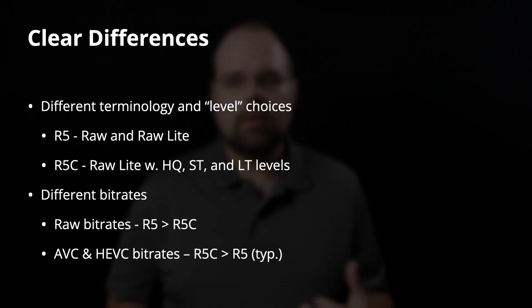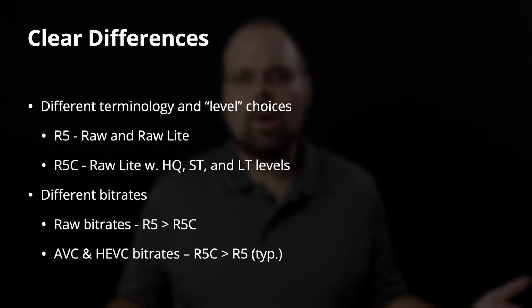The difference between the two is essentially the nomenclature. RAW on the R5 corresponds to ST quality RAW Lite on the R5C, and RAW Lite on the R5 corresponds to Lite or LT quality on the R5C. But the underlying codec is Cinema Raw Lite across the board. Now, that said, while the terminology is different but the underlying codecs are the same, there are actually differences in the bit rates that the two divisions use.